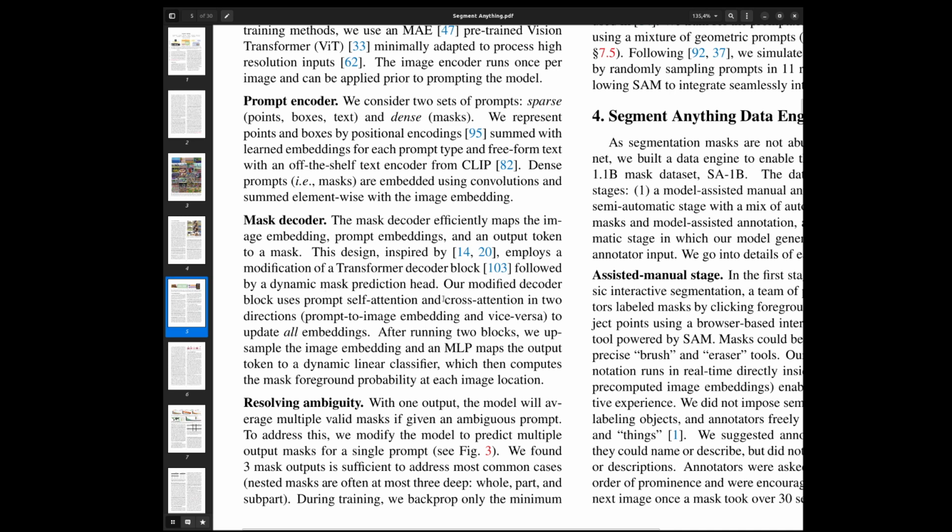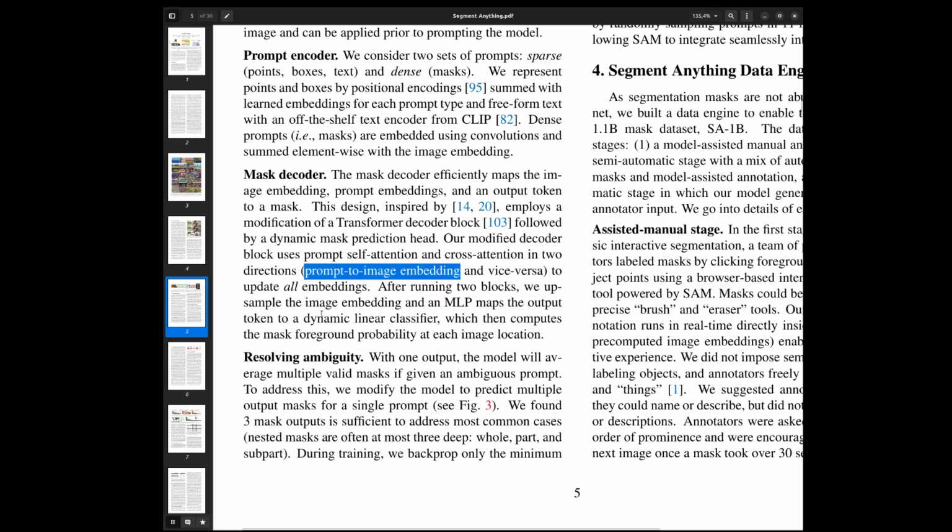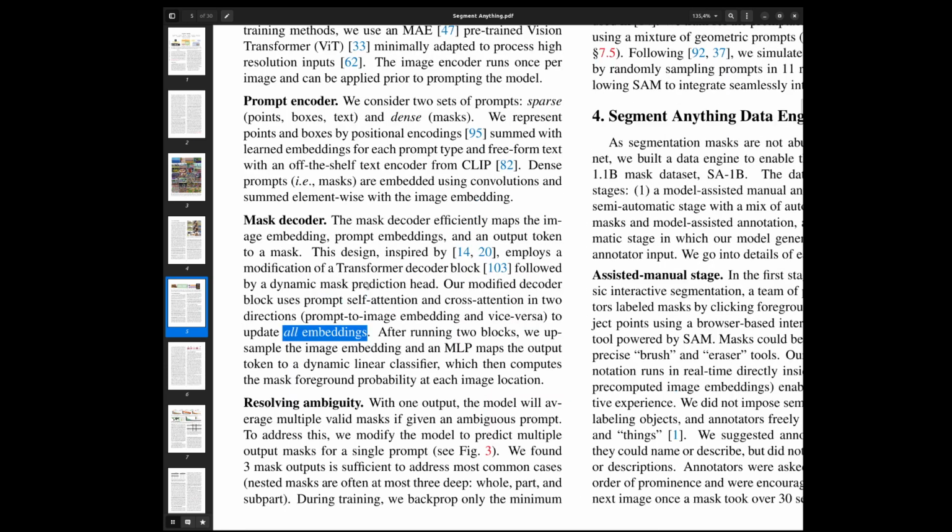And prompt cross-attention in two directions, so prompt to image embedding and vice versa, to update all embeddings. Okay, so it's cross attention that is in two directions. So you cross attend the prompt to the image embeddings and vice versa to update all embeddings. What do they mean by update all embeddings? Why would you not update the embeddings, right? Are they fixed? And why?